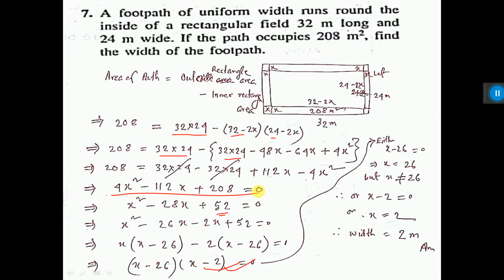Now either this equals 0, so you are getting x equal to 26. But we cannot take 26. Why? Because if you take 26 and put it here, then the breadth of the inside rectangle will come negative. That's why we cannot take it. So the other factor, x minus 2 equals 0. From there you get x equal to 2. That is the answer.